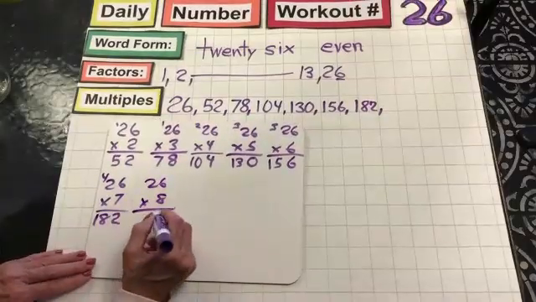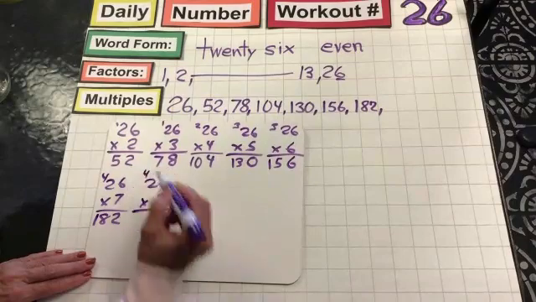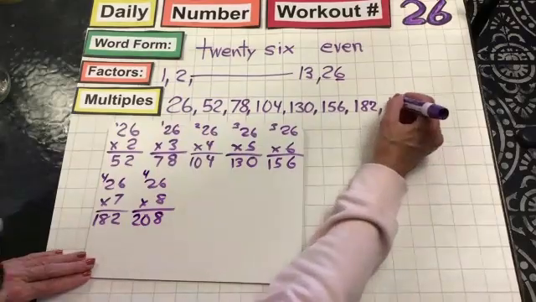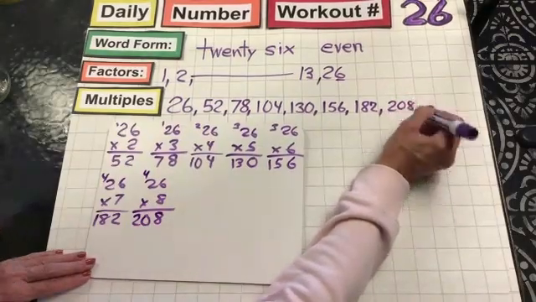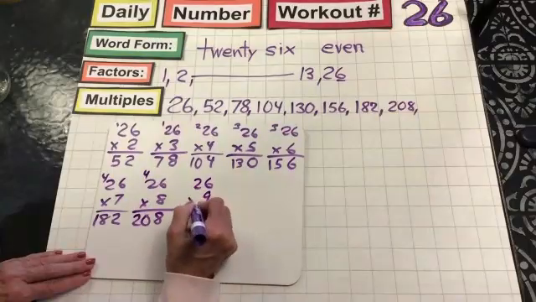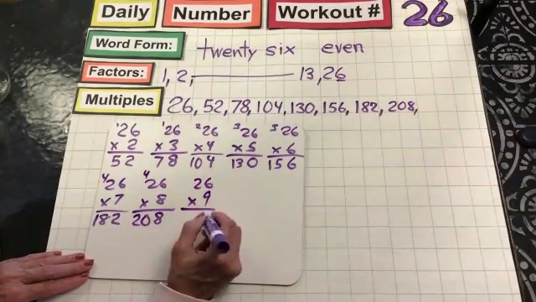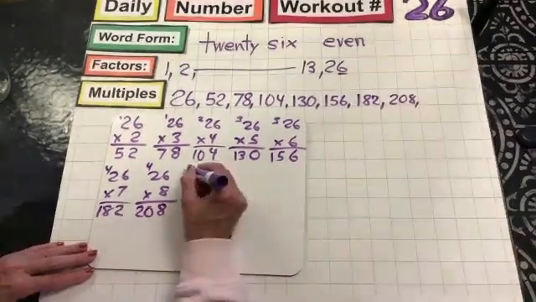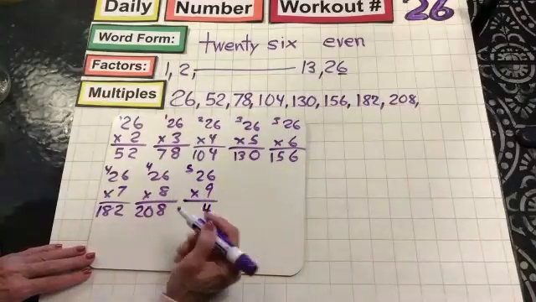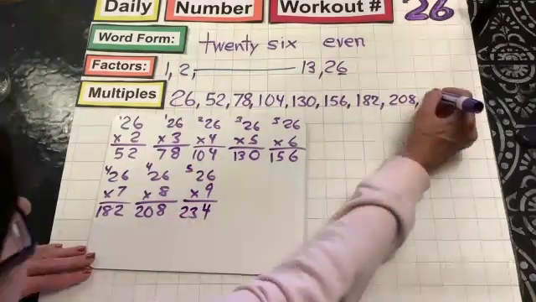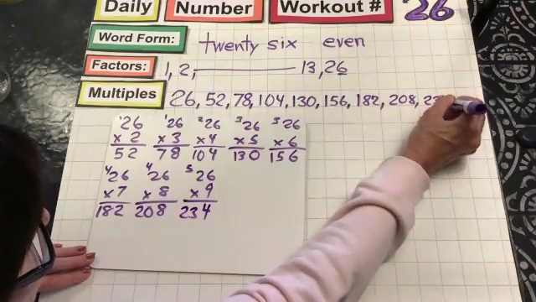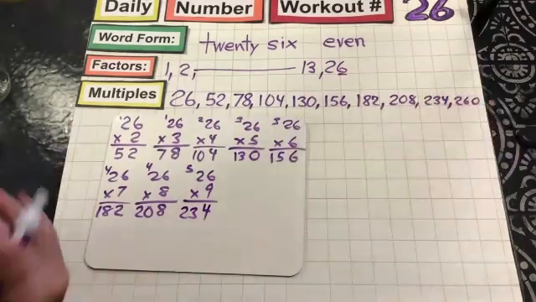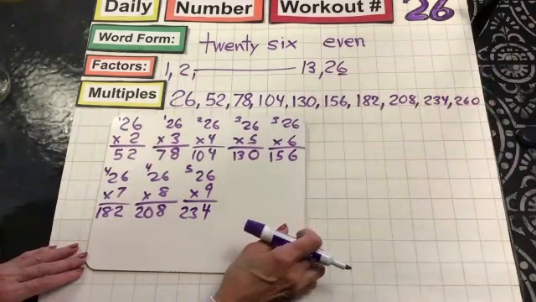8 times 6 is 48. Drop the 8, carry the 4. 8 times 2 is 16 plus 4 is 20. So we have 208. Now we're going to move on to 26 times 9. 9 times 6 is 54. Drop the 4. Whoops. Carry the 5. 9 times 2 is 18 plus 5 is 23. So we have 234. And then the final one, of course, is 260, because 10 times any number is that number with another 0 added.